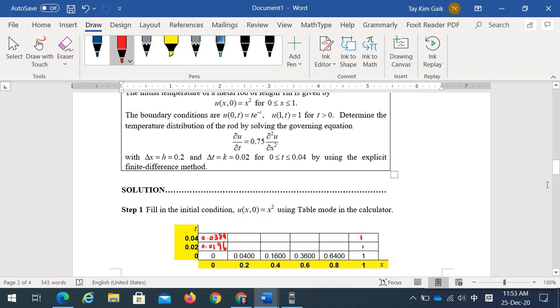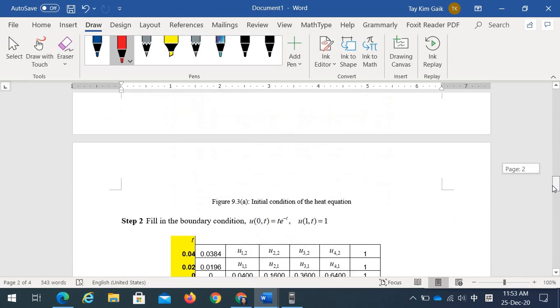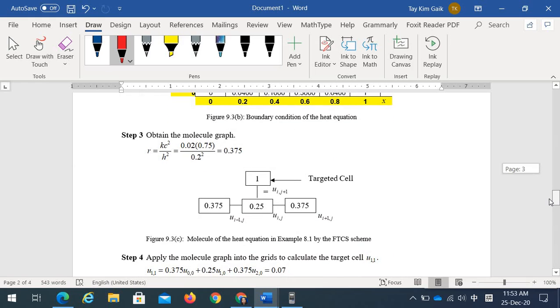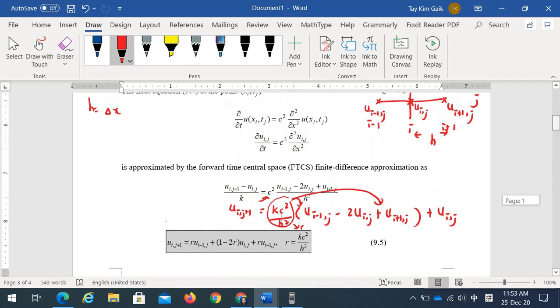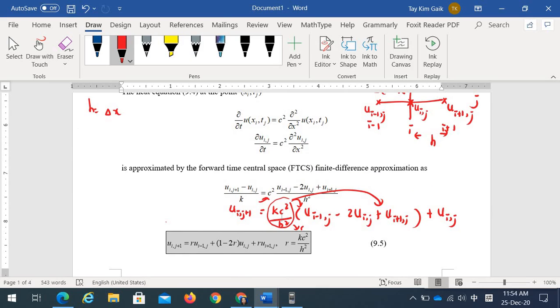After that, we want to fill in all the values here. This is u when x is 0.2, t is 0.02. This is u when x is 0.4, t is 0.02, and so on. So we've got values to find. The first step, we draw the molecule graph. Remember, R is kc squared over h squared. This is the heat equation.